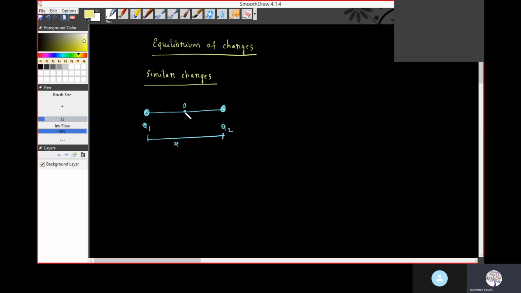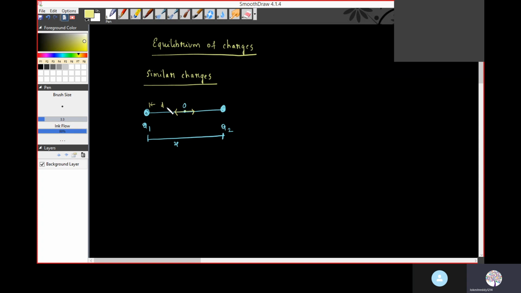So imagine a positive charge here. This is going to push in this direction and this is going to push in this direction. So the net force will become 0. At the same point, the net electric field also will become 0.